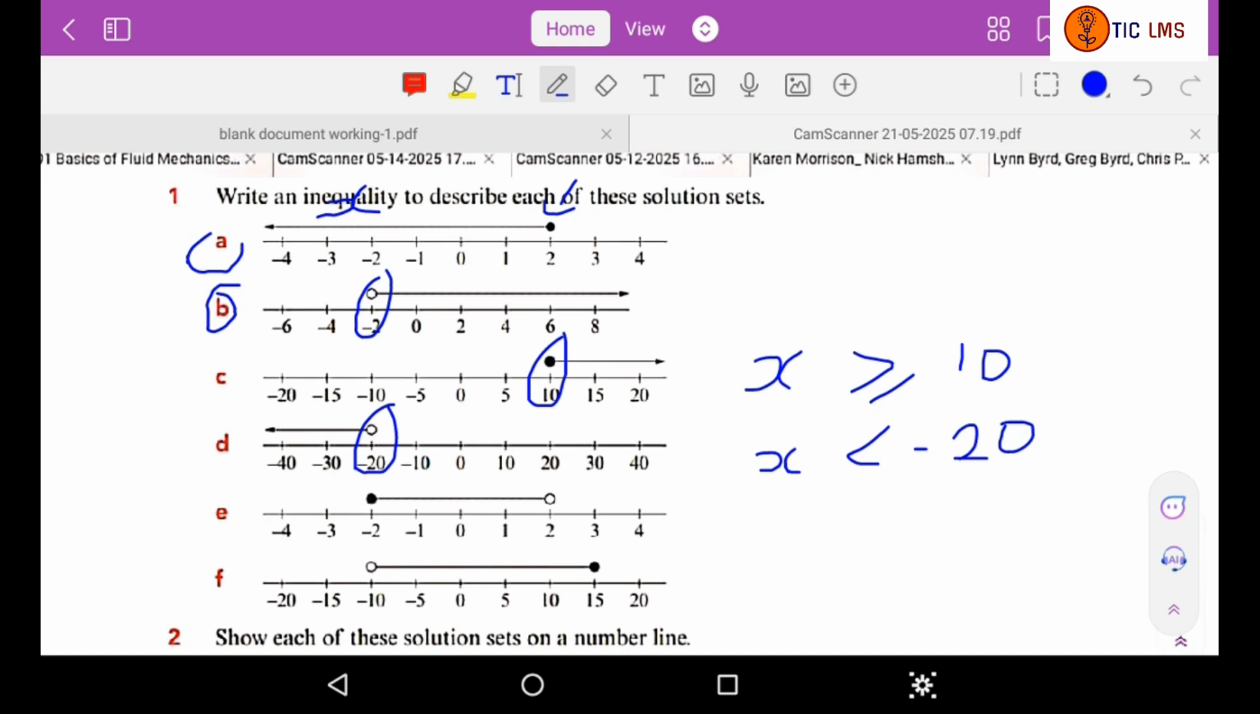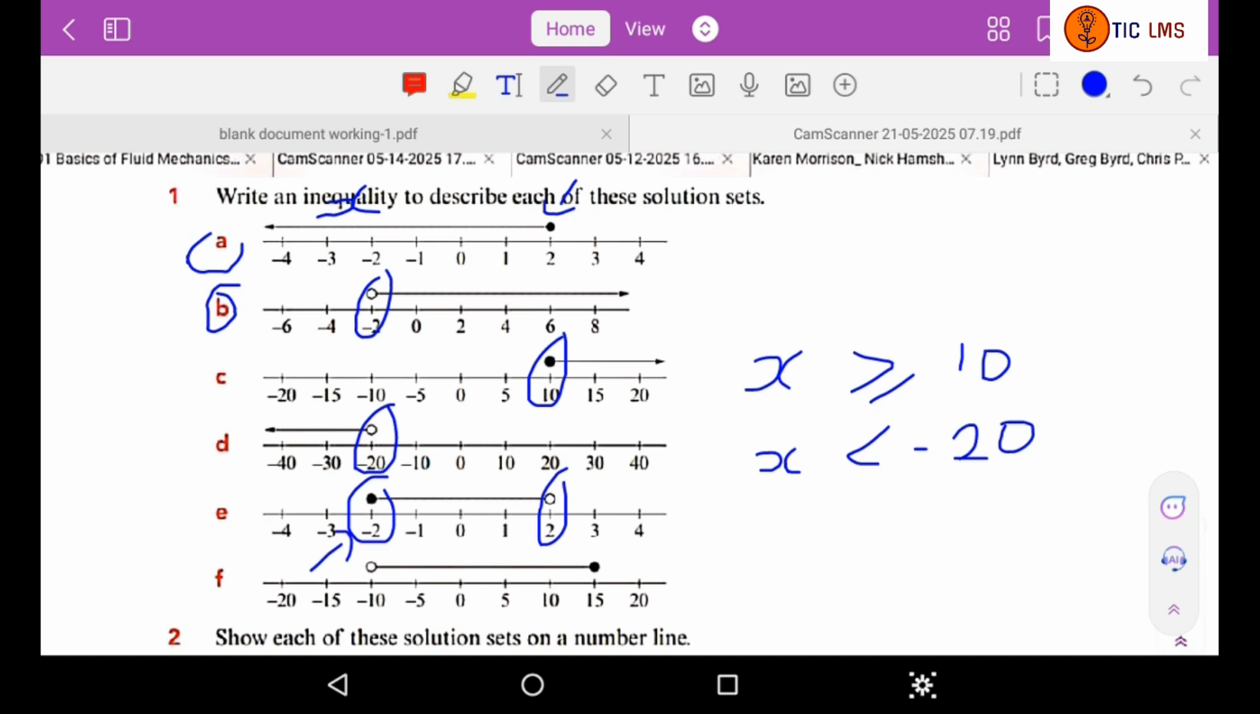And then we have E. Now, you need to take a good look at E. For E, we have -2 and we have 2 here, and we have the values of x in between -2 and 2. All right? So, simply, you can just do this by saying that the values, so let's start from -2.